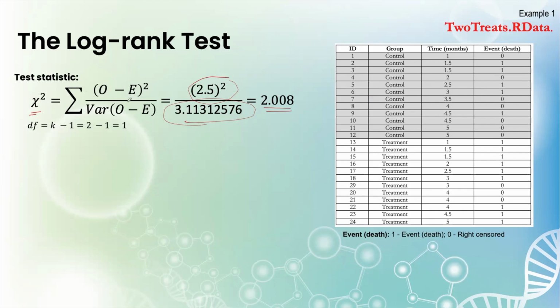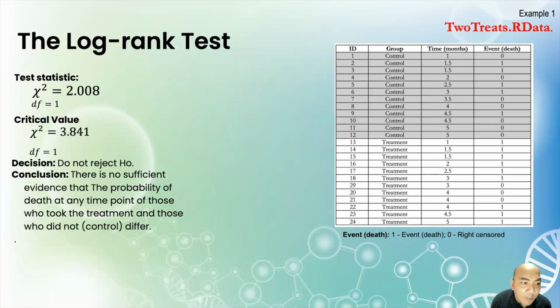Now, for the DF, since we have two groups, that's 2 minus 1, leaving us with 1 degree of freedom. And of course, we're going to compare it with the critical value of the chi-square test with degrees of freedom of 1 at 5% level of significance, which is 3.841. And since the test statistic does not exceed the critical value, our decision is we're not going to reject the null hypothesis and conclude that there's no sufficient evidence that the probability of death at any time point of those who took the treatment and those who did not differ.